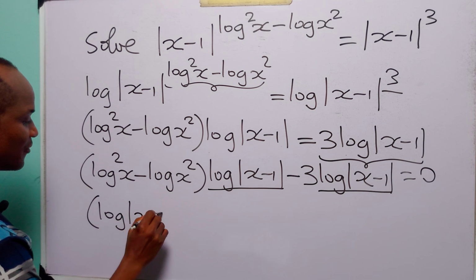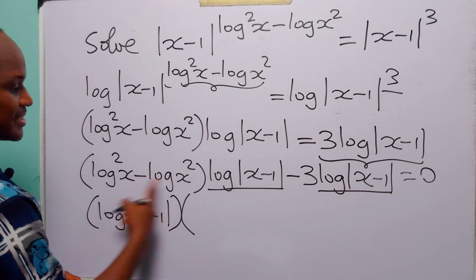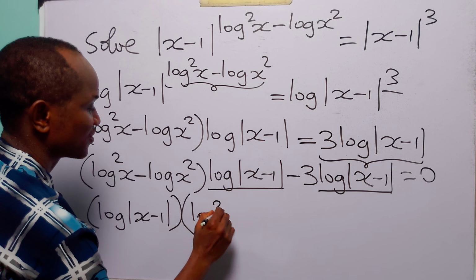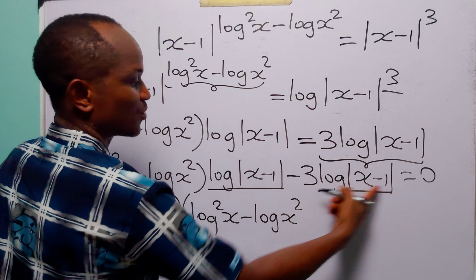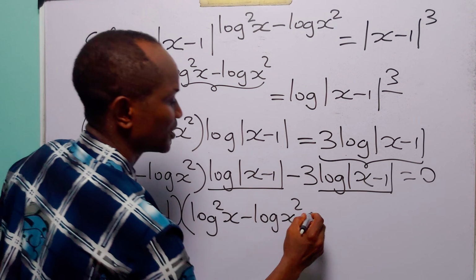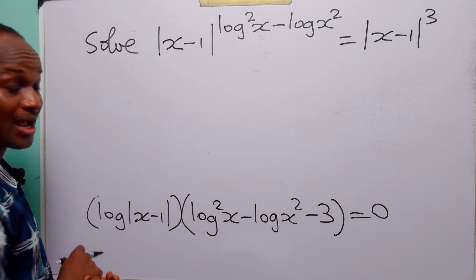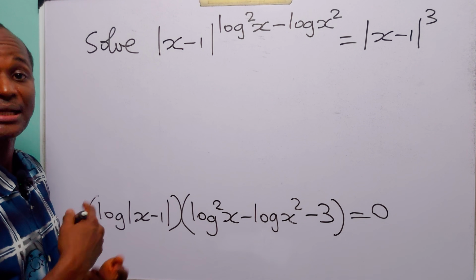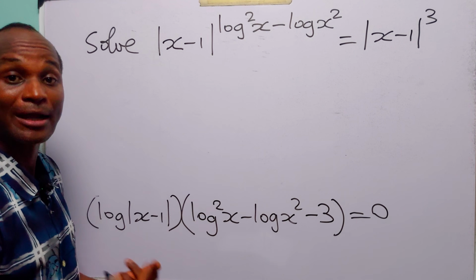When we do that, we have log absolute value of x minus 1. Now, when you divide this by this, you are left with log squared x minus log x squared. And of course, when you divide this by log absolute value of x minus 1, you are left with minus 3, and this is equal to 0. And of course, you know that when the product of two items is equal to 0, then it means that either one of them is equal to 0 or both of them are equal to 0.